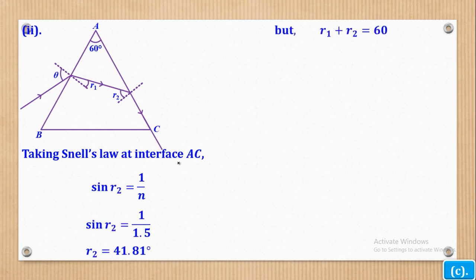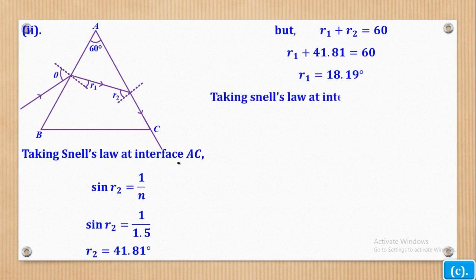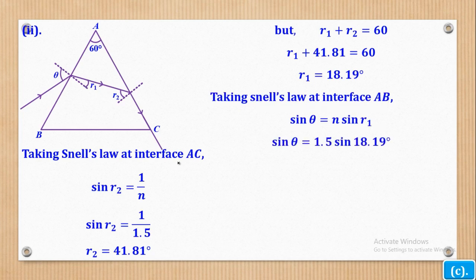But we know that R1 plus R2 is equal to the angle of the prism, which is 60. Therefore, substitute and be able to get the value of R1 as 18.19. Now, taking Snell's law at interface or surface AB, we shall come up with sine theta being equal to n sine R1. Therefore, substitute for n and R1 to come up with the value of theta as 27.92. So that was Roman 2.